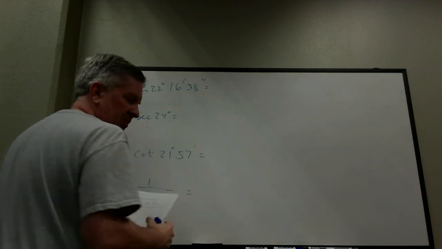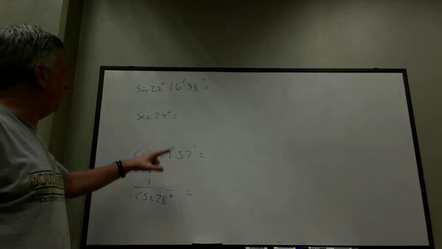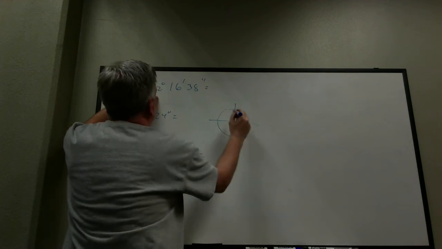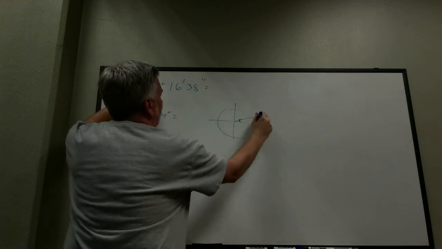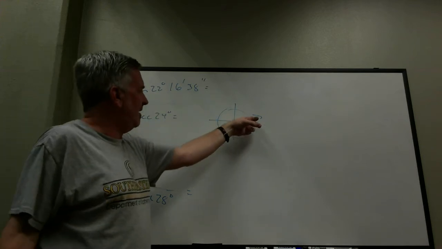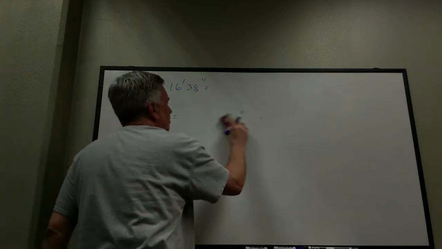So we're supposed to use a calculator. So this is an example. Notice none of these are quadrantal angles. So if I sketch the picture of this angle, if I did 22 degrees, 16 minutes, 38 seconds, here, I have no idea what that point is, right? So cosine would be x, sine would be y, but I have no idea what that point is, okay? So I'm going to use the calculator here.